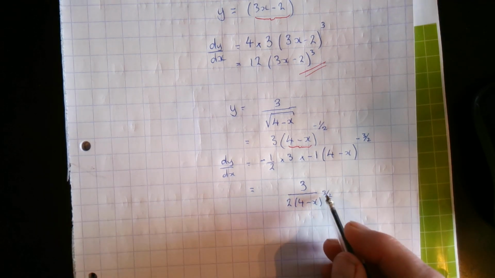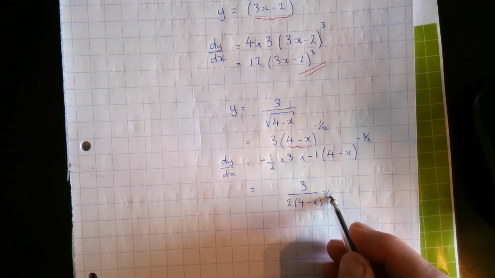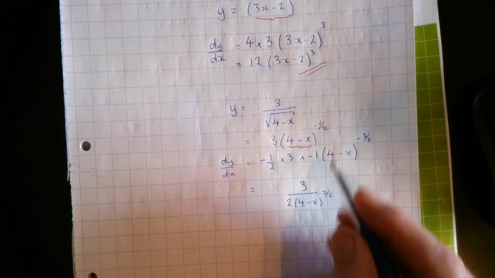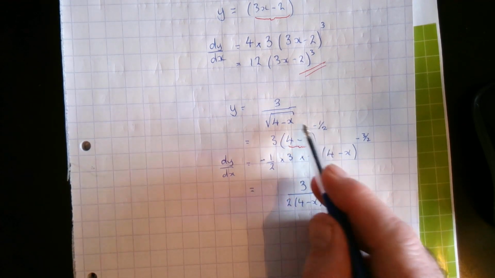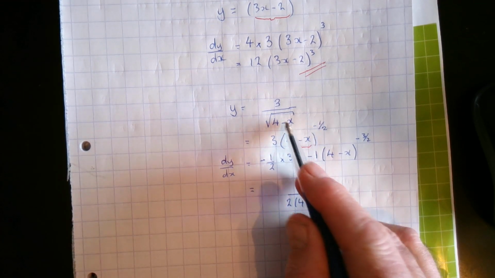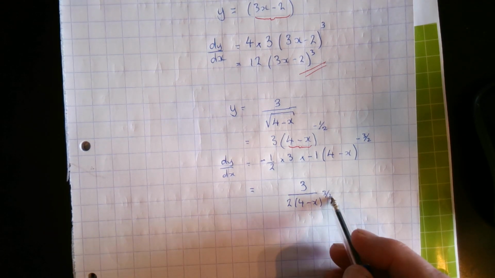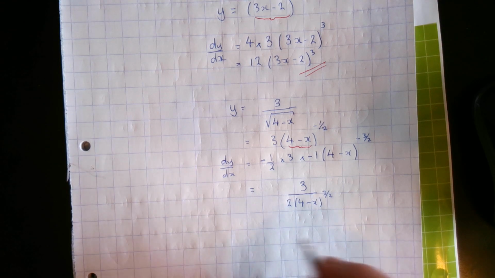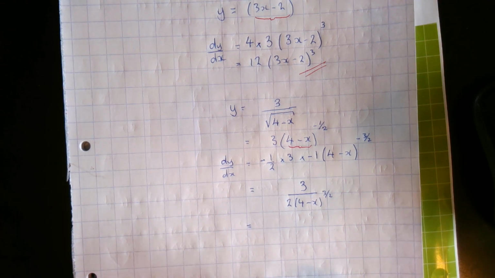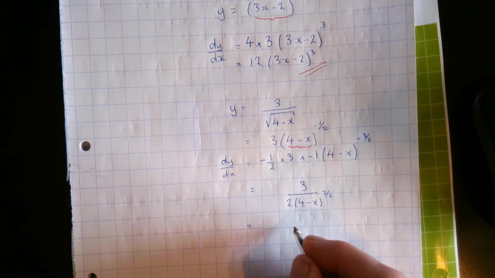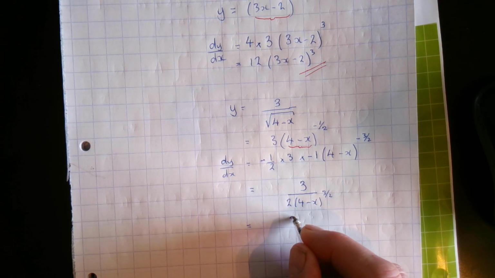Let's just make some sense of this. The 2 in the denominator of the index implies that it's the square root, just as it was here. We had the square root as the power of a half, in this case the negative a half because it was in the denominator. So the 2 in the denominator implies that we've got a square root, but it's raised to the power of 3. So I finish off writing it.